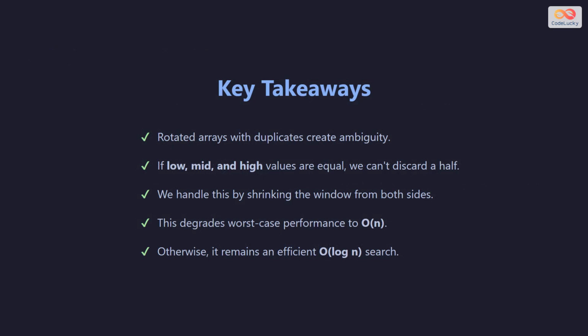To summarize, duplicates create ambiguity in rotated arrays because we can't easily find the sorted half. We resolve this by shrinking the search window when the ends match the middle. While this ensures correctness, remember that it can degrade the time complexity to linear in the worst case.